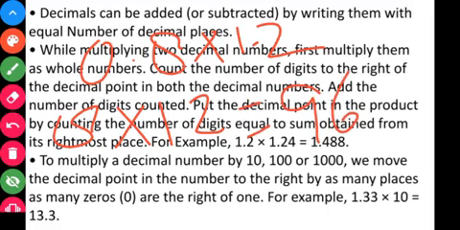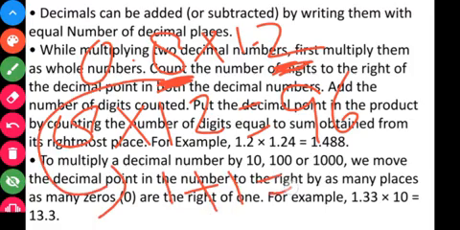So here first you multiply like a whole number, then count the decimal places. So here how many digits right of the decimal point? One digit, and here also one digit. So the sum of that is 2. So sum of decimal places, 1 plus 1, that is 2.